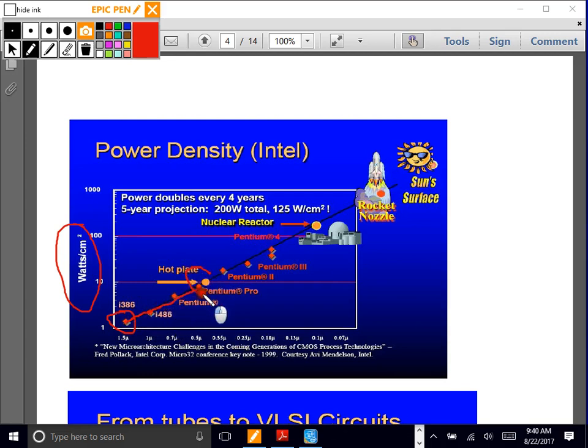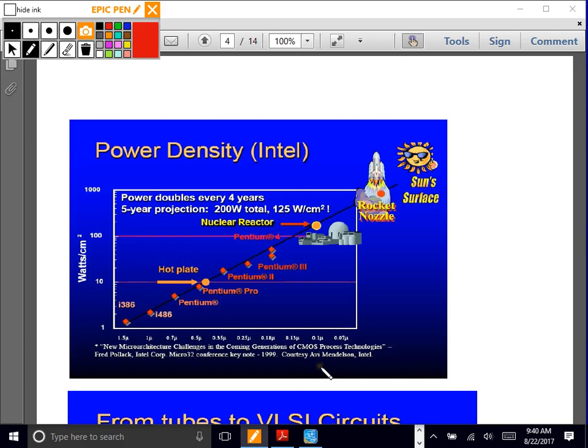this is a typical hot plate out of a microwave, which the Intel Pentium Pro represented in temperature, and then the Intel Pentium 2, Intel Pentium 3. Without actually reducing the temperature in the computer, you're going to keep getting hotter and hotter, until eventually it should be operating at the same temperature as a nuclear reactor, and eventually the same temperature as the sun's surface, which is not good if you want to put that on your lap, right?